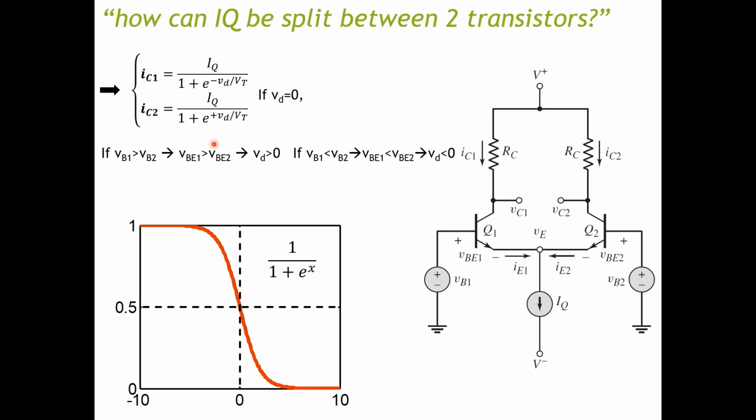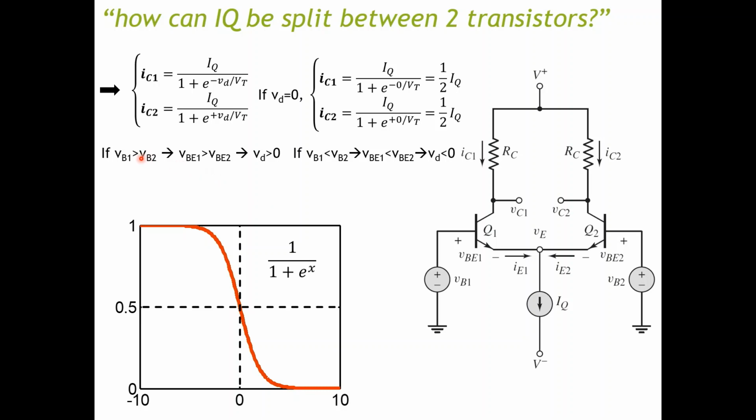In this plot, you can see that if VD is 0, that means the x term is 0 for both. If the x term is 0, then this whole term will be equal to 1/2. Therefore, you can see that our currents IC1 and IC2 will be 1/2 IQ. This implies that when there's no difference, the current IQ here is split equally to both transistors. Now what if I introduce some differences?